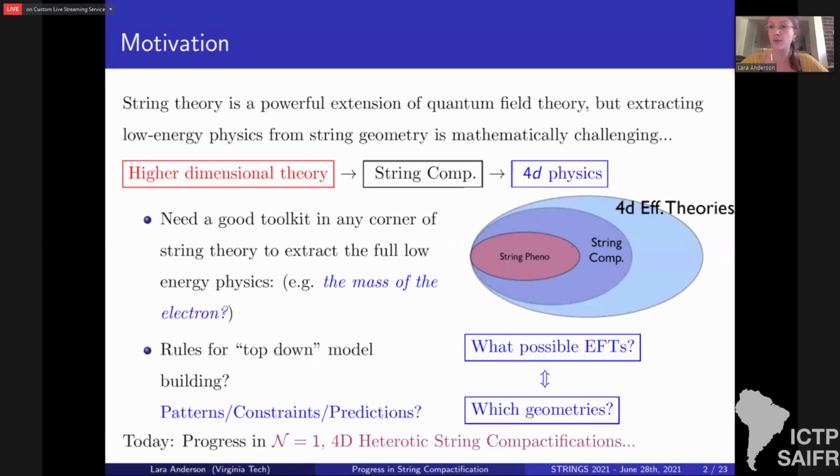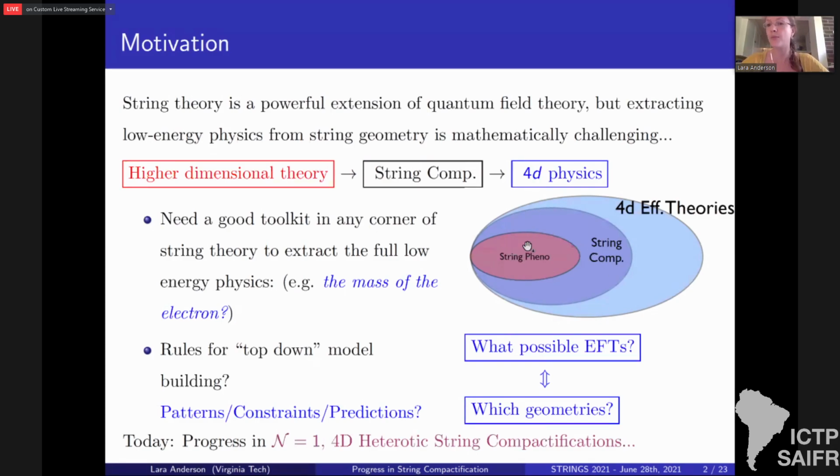What are the rules that one would want to impose on the geometries that you want to study, rules for top-down model building, patterns, constraints, and predictions? So in general, as we know, there's truly a vast number of different compactification geometries that might be considered, but the question of which ones you care about is an extremely difficult one. Whether there is 10 to the 500 or perhaps an infinite number of string vacua in some corner where none of those theories have an electron, maybe that's a different question or a question that you aren't so interested in answering. What you want to understand is something in this Venn diagram.